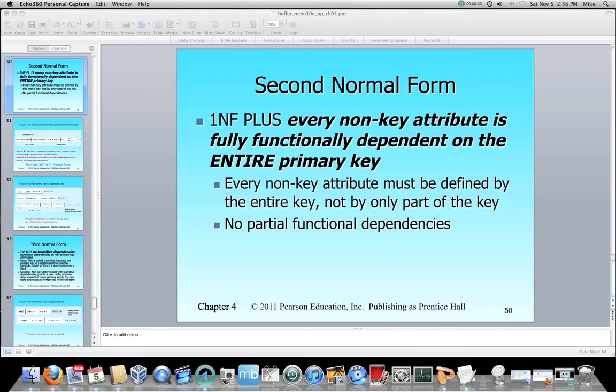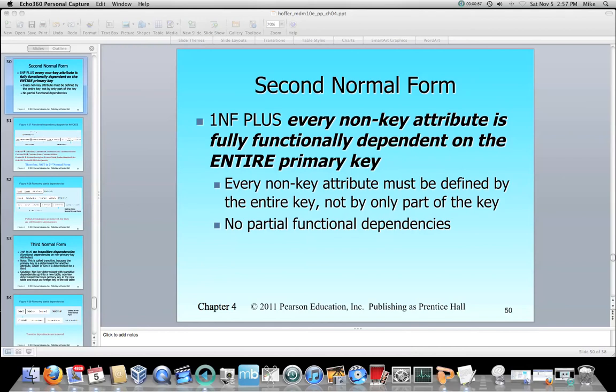And then, for something to be in second normal form, every non-key attribute must be fully functionally dependent on the entire primary key. That means every non-key attribute must be defined by the entire key, not only by part of the key, and there should be no partial functional dependencies. We've talked about that in the video lecture on functional dependencies.